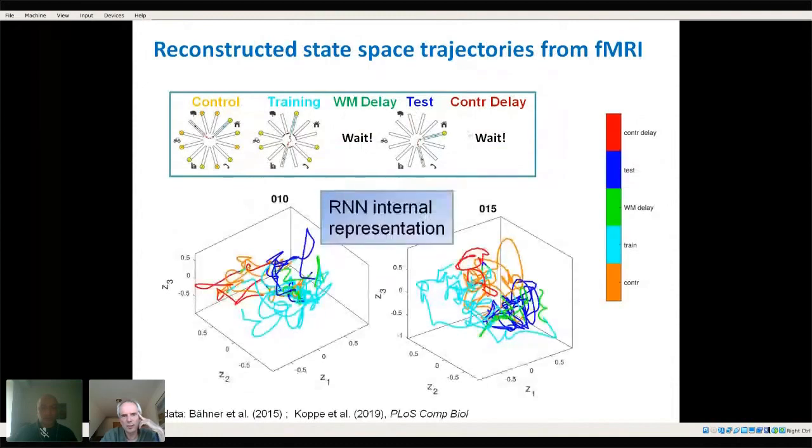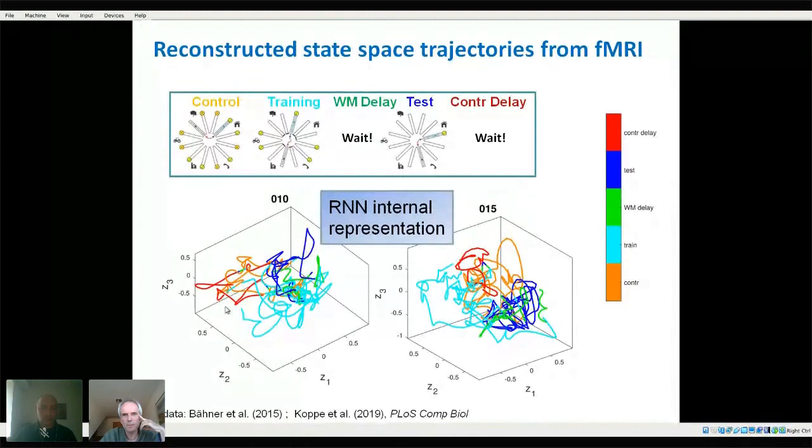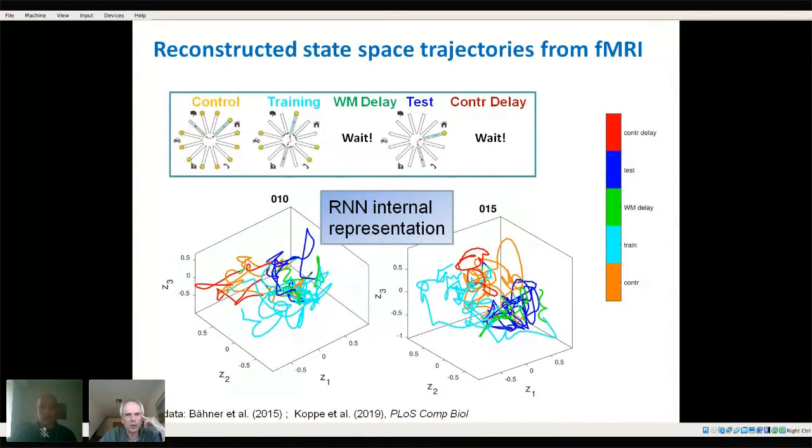So this here gives a glimpse of an internal representation of a recurrent neural network trained on fMRI data from human subjects. What we found, not that trivial, at least we didn't get that as easily with other more conventional dimensionality reduction techniques, is that you can see that trajectories in these retrieved state spaces seem to venture into different regions depending on the task period the subjects are currently in.